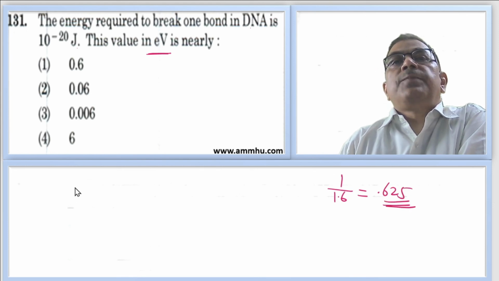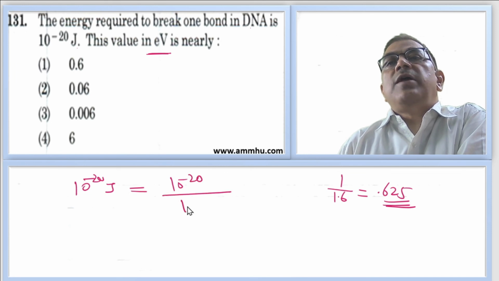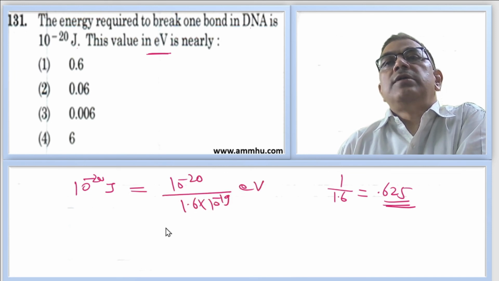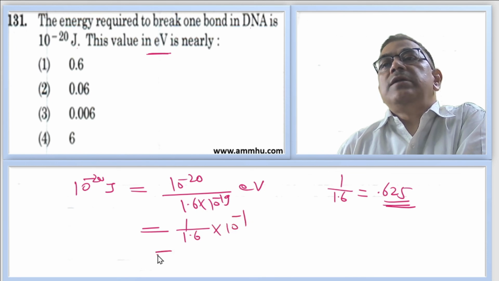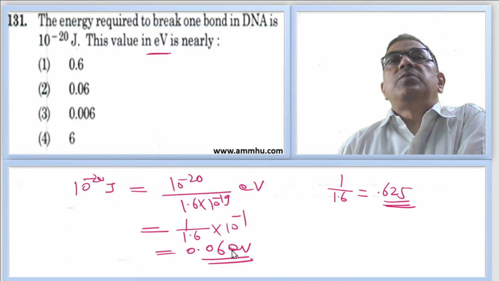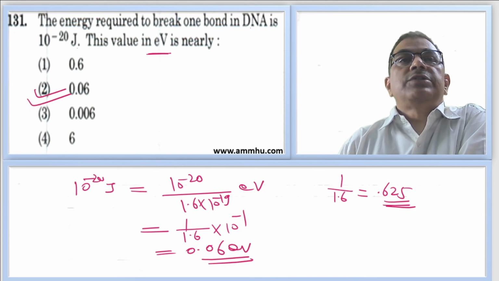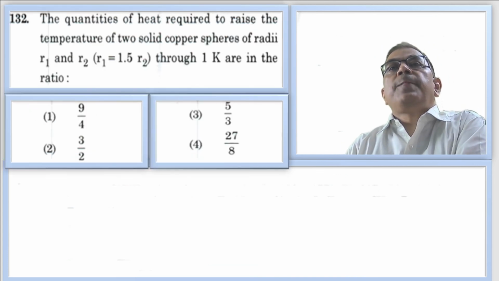So over here, 10^-20 joule. This is equal to 10^-20 divided by 1.6 × 10^-19 electron volt. Now as you solve it, you will have how much? This is 1 divided by 1.6 × 10^-1. So this is 0.06 electron volt. So second is the correct option. Let's come to the next problem.